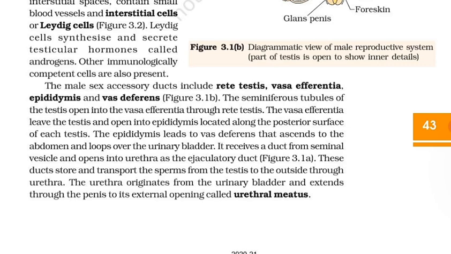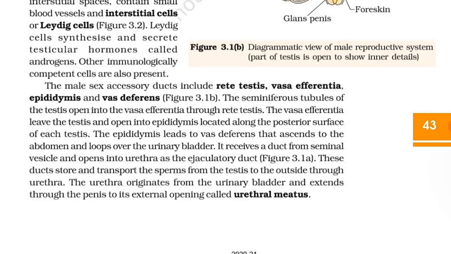Clear. The seminiferous tubules of the testis open into the vasa efferentia through the rete testis. The vasa efferentia leave the testis and open into the epididymis located along the posterior surface of each testis. Which one? Located along the posterior surface of each testis.